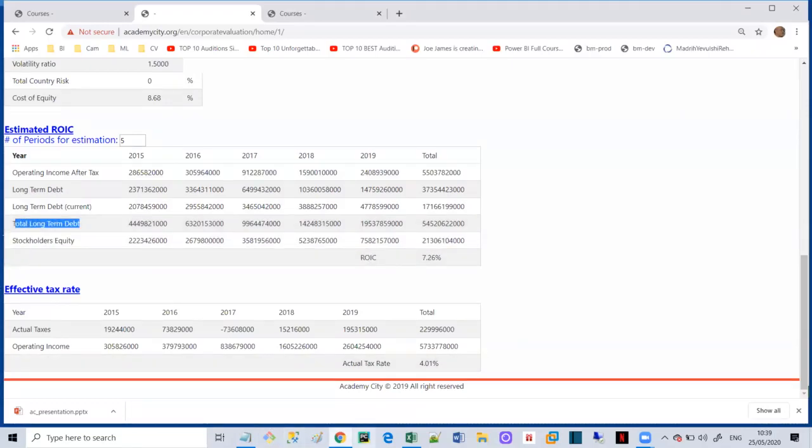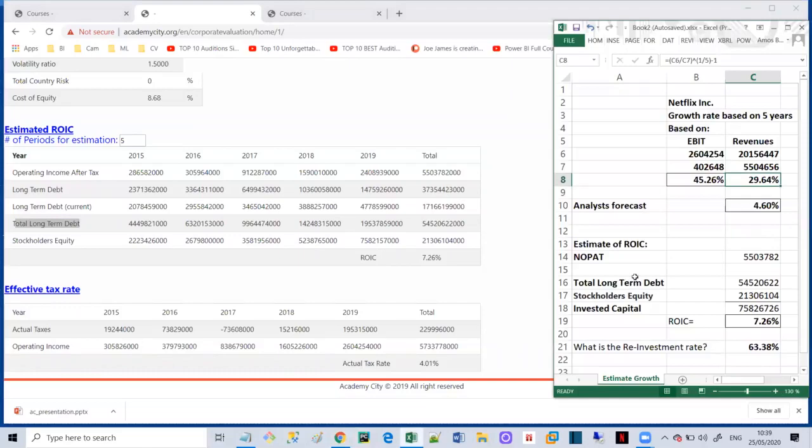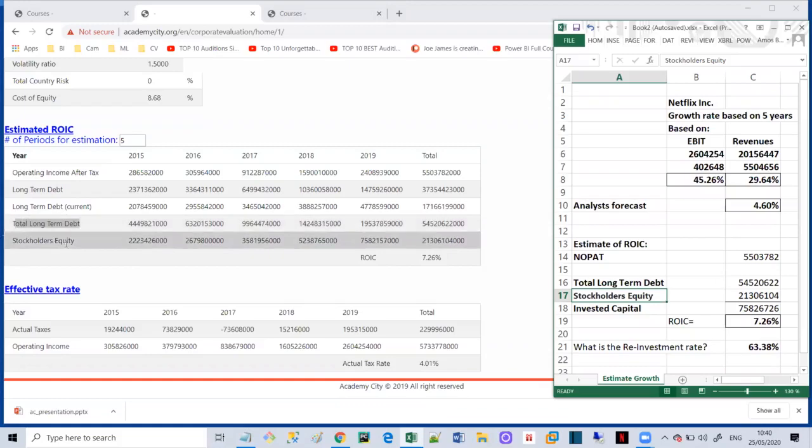So if I go back to my Excel. Amos, could you please repeat that again? Yeah, I'm going to show it also in the Excel. First of all, I'm using this one plus this one, meaning total long-term debt plus stockholders' equity. That's the invested capital. What's the total for all the years?